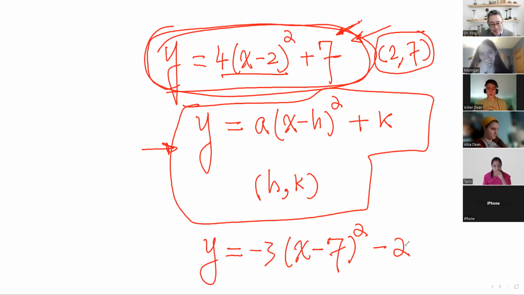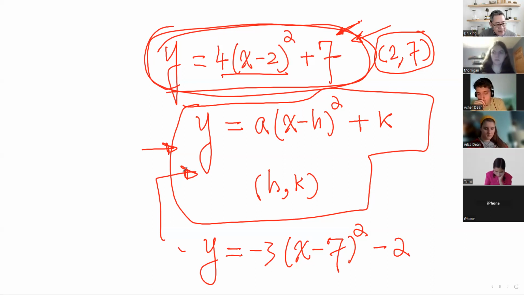Well, just look at the template. This is a template, and see which is which. What is our h? What is our k? So h comma k, our h is 7, and then k is 2, or negative 2. Right. Good job.